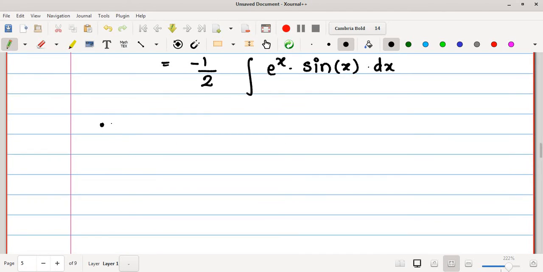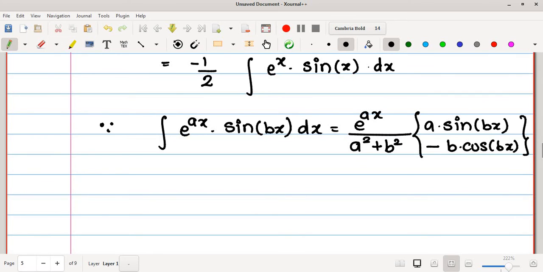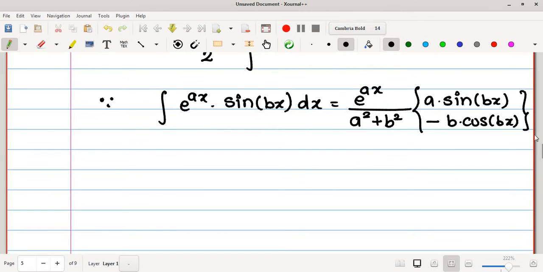The formula is: integration of e raised to ax into sin bx with respect to x is e raised to ax upon a square plus b square into a sin bx minus b cos bx. So this is the formula to evaluate integration for product of exponential function and trigonometric function.